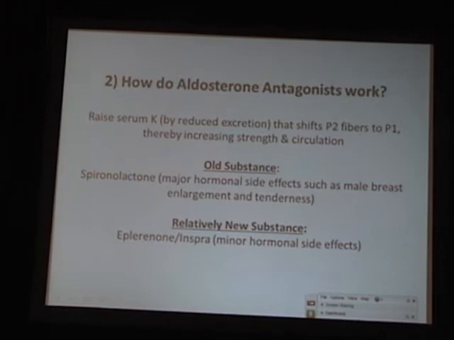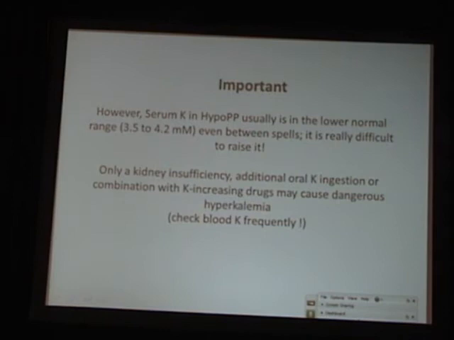And this can be done by aldosterone antagonists that raise the serum potassium by reducing excretion. We have the old substance, spironolactone, and I have some patients who still work well and enjoy taking spironolactone, or the new substance, Inspra, which a lot of you take. We all know that it might be very difficult, especially in hyper-PP, to raise the potassium level to a really high level. So there are some patients who need to take potassium in a very large amount, but you do not have to be anxious about hyperkalemia. If you have healthy kidneys, only in kidney insufficiency will oral potassium ingestion lead to a dangerous hyperkalemia.